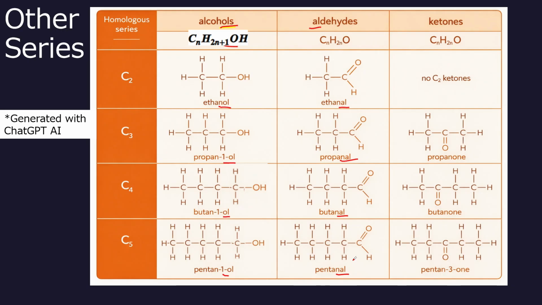Now, ketones. We can't have a C2 ketone. A ketone is a carbonyl group, C double bond O, in the middle of a chain. But if we only have 2 carbons, each of those carbons is the end of a chain. So not possible to have ketones with C2. But when we get to C3, we can. Propanone, butanone, pentanone. So again, the -one suffix from the name becomes the suffix in all of these as well.